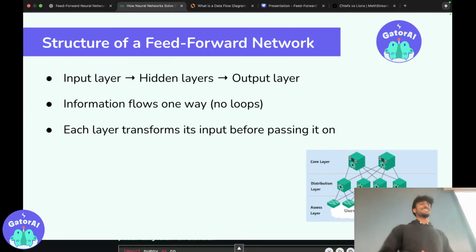Another question for y'all. Why do you think we avoid loops in this kind of network? Because there's a lot of... Say that again? Yeah, pretty much. Loops create time discrepancies, which are handled by other neural networks, and feed-forward neural networks are just simpler. They just focus on static data. They create what discrepancies? Time discrepancies. Do you understand, or do you want me to talk more about it?